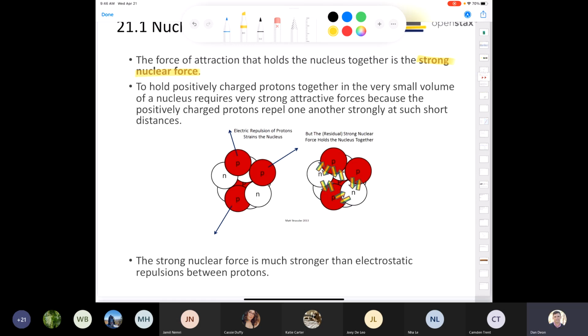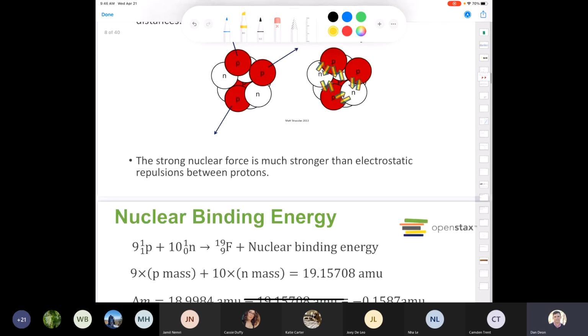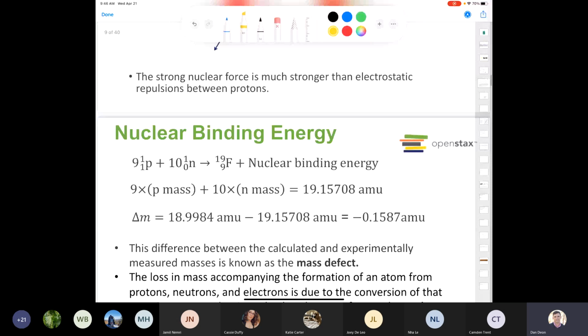Well, I want to switch our train of thought here just for a second, and think about how much energy it takes to hold all those protons and neutrons together in that nucleus. And we're going to evaluate that in terms of what's called nuclear binding energy. Let me show you. If you were to take 9 protons and 10 neutrons and combine them to make fluorine-19, not only do you produce fluorine-19, but you're also going to release some energy.